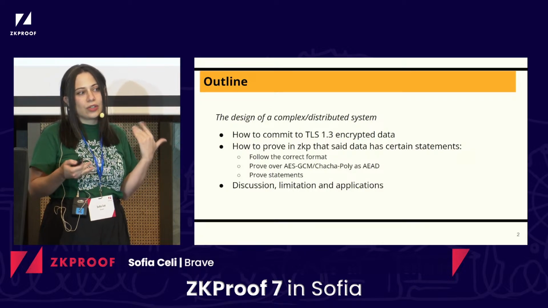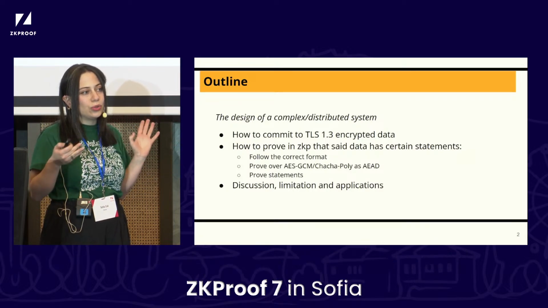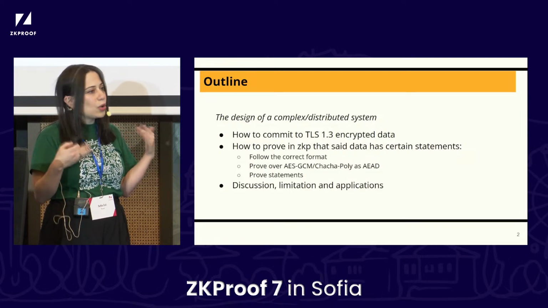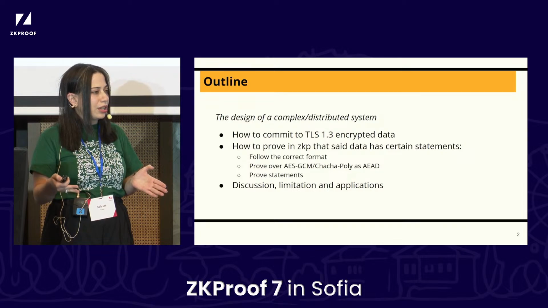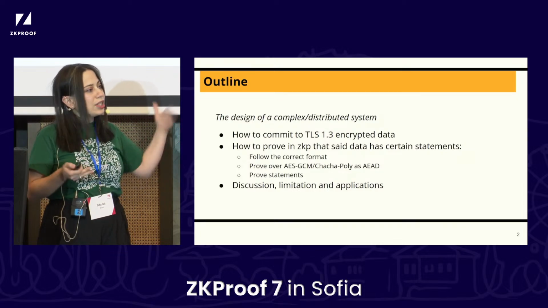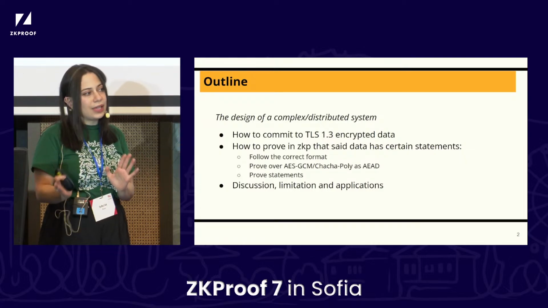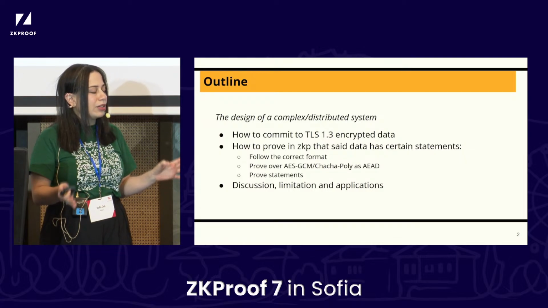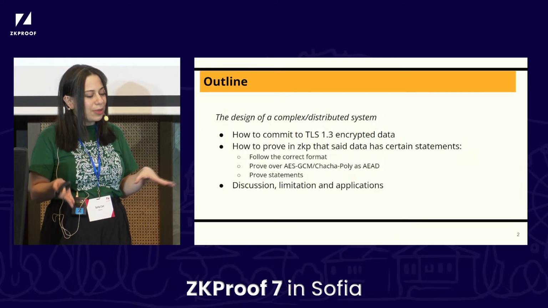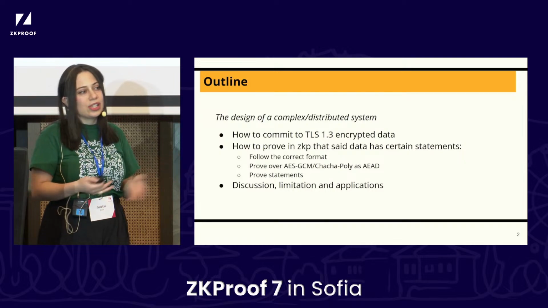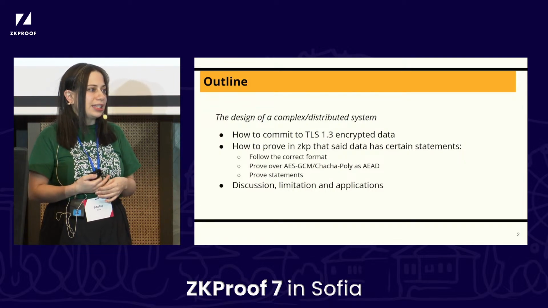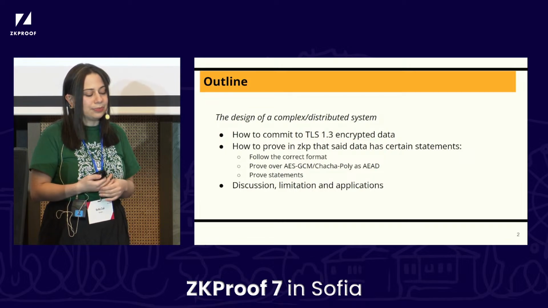The first step is that you have to have a way to commit to the specific data that is sent over the TLS layer. Then you also have to prove in zero knowledge that certain statements exist in those specific commitments. And for this, you have to show that that specific data conforms to a specific grammar, in this case the HTML or the JSON grammar. And then prove, for example, by using some of the cipher suites that are used over TLS 1.3, which is usually AES in a GCM setting or ChaChaPoly.